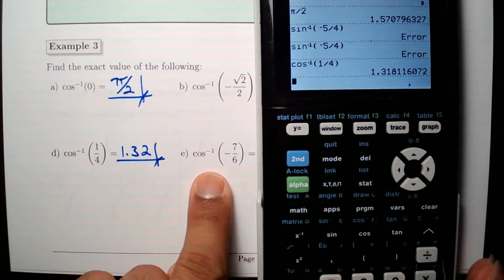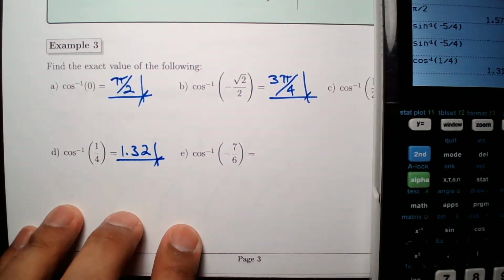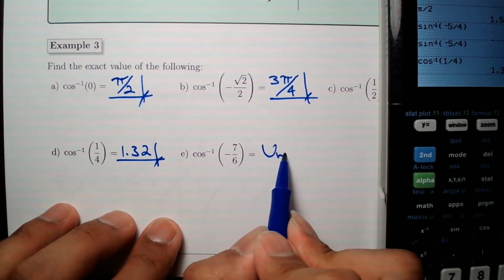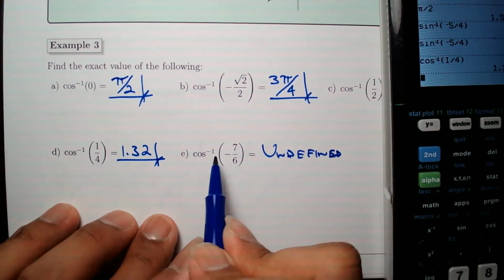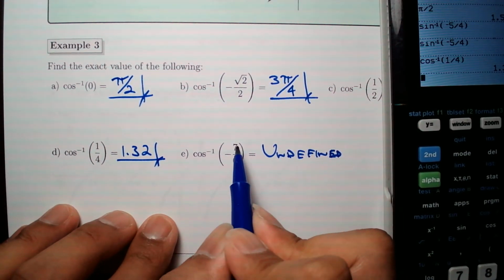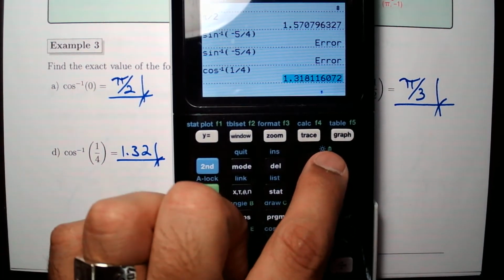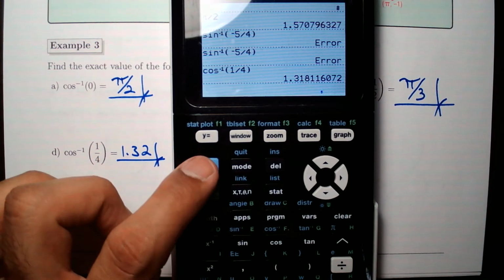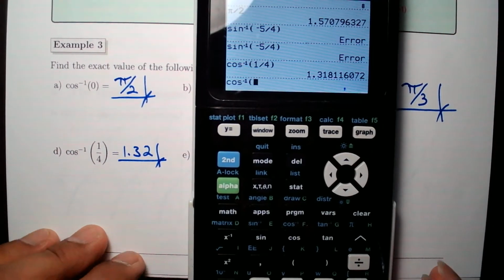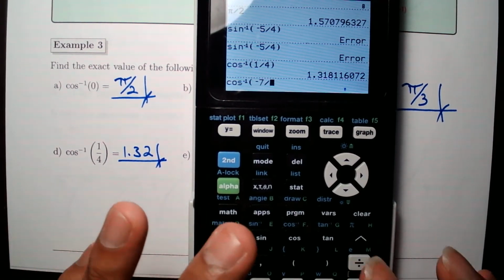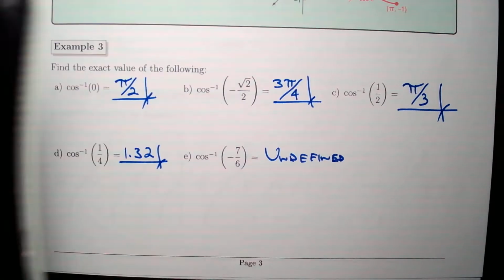All right, the inverse cosine of -7/6. Well, that's going to be, of course, undefined, because the range of cosine goes from -1 to 1, and this number is outside of that range. So let's just verify that. Inverse cosine of -7/6. Yes, of course. All right, as expected.